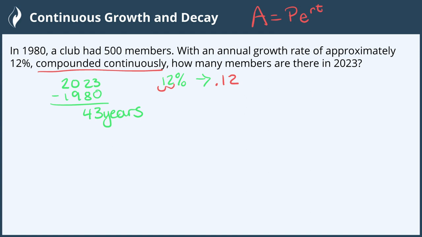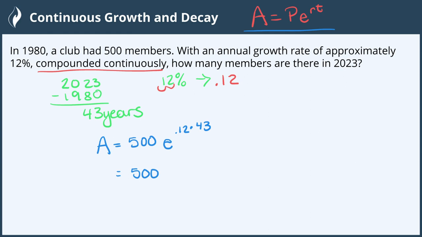Because we were given all of these for the equation in the application problem, we can just substitute what we have into it. We're looking for the final amount, so we'll write A equals P, the principal or the initial amount, so in this case 500 members was the initial amount, times e to the r, the rate, and we change the rate to a decimal, so it's 0.12, times t, which is the number of years, in this case 43.